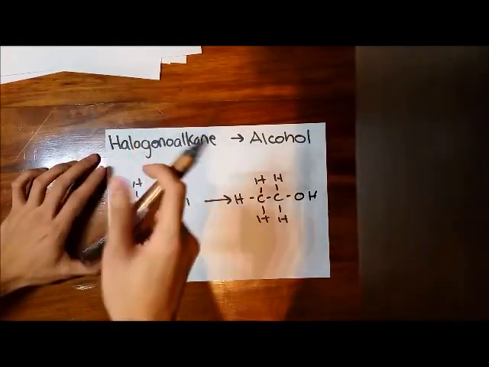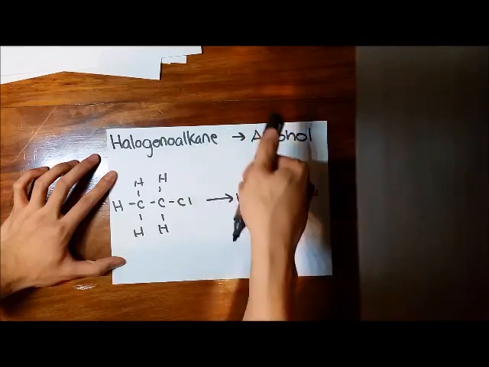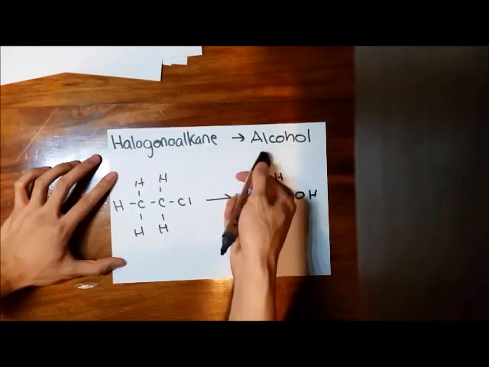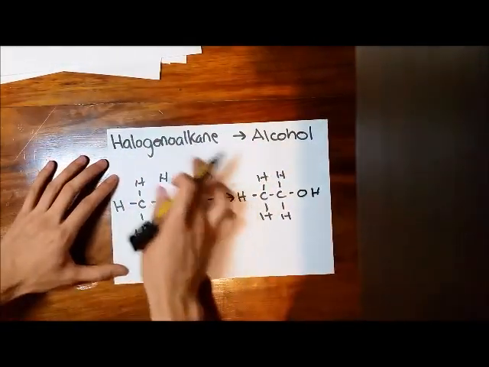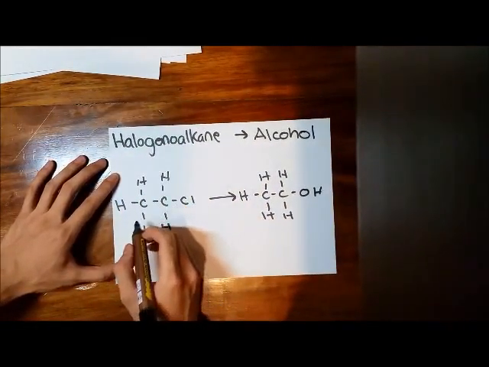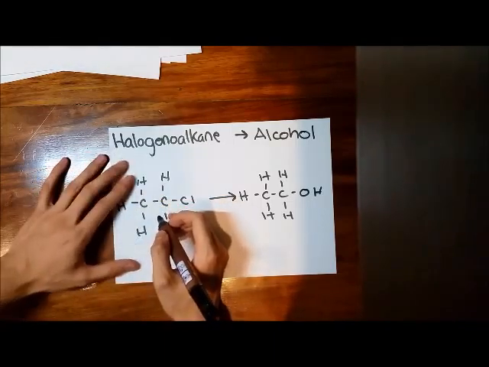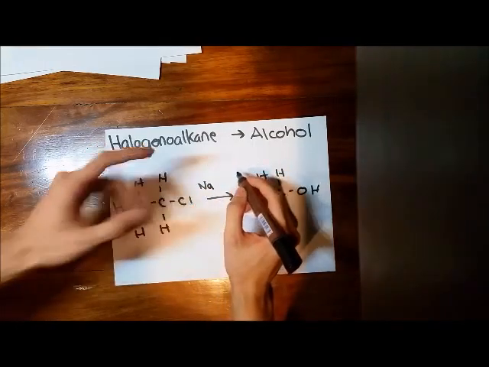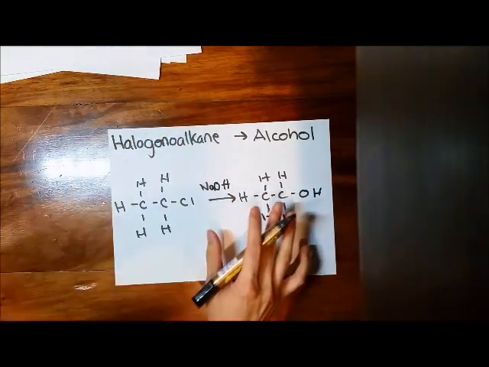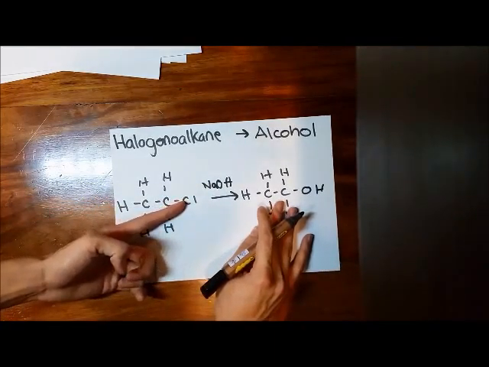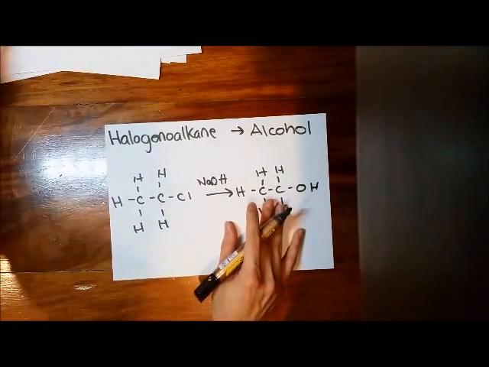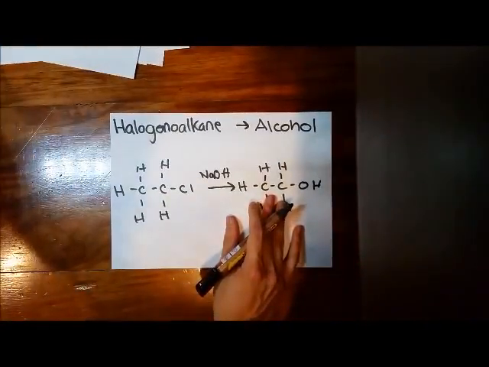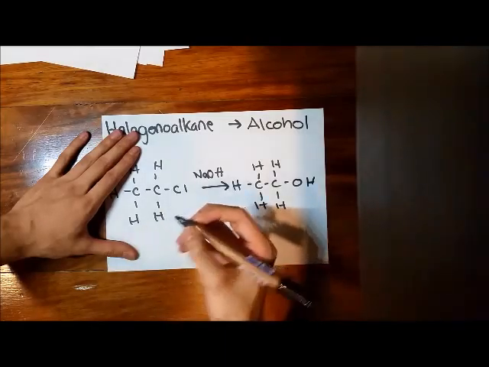Now, the next step is from our halogenoalkane into an alcohol. So from our chloroethane into our ethanol. First we have our chloroethane here. Now a reaction occurs due to the dilute sodium hydroxide that we have. It needs to be warm dilute sodium hydroxide. What happens is what's known as an SN2 mechanism, which is when one bond is broken and one bond is formed.